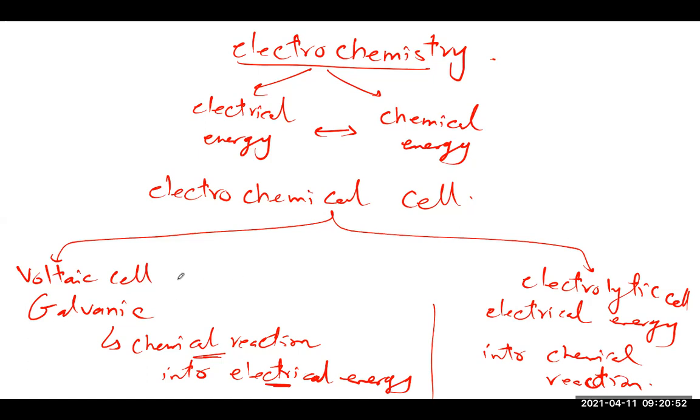And here for the voltaic cell or the galvanic cell, we have an important application, which is the battery. Batteries are an application of the voltaic cell or galvanic cell, where we have a chemical reaction and we get electrical energy or a current from this cell. So let's talk about batteries here. What do you need to know about batteries?